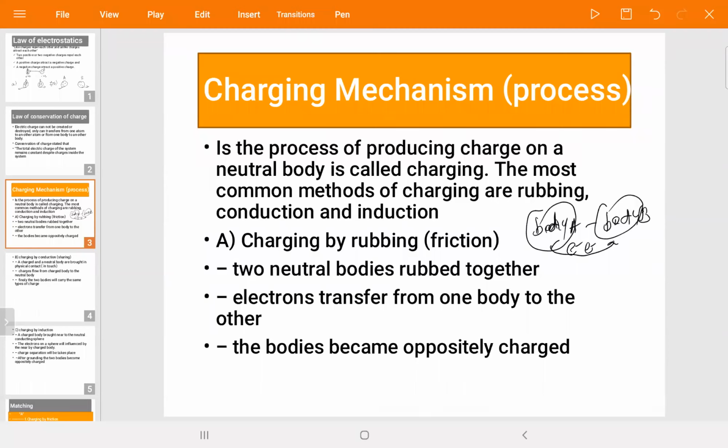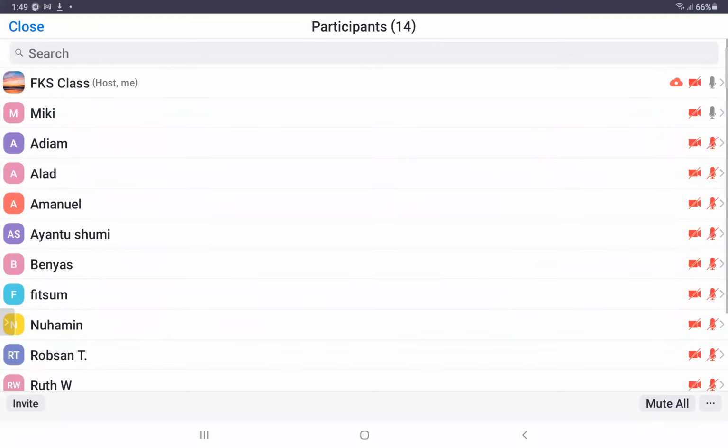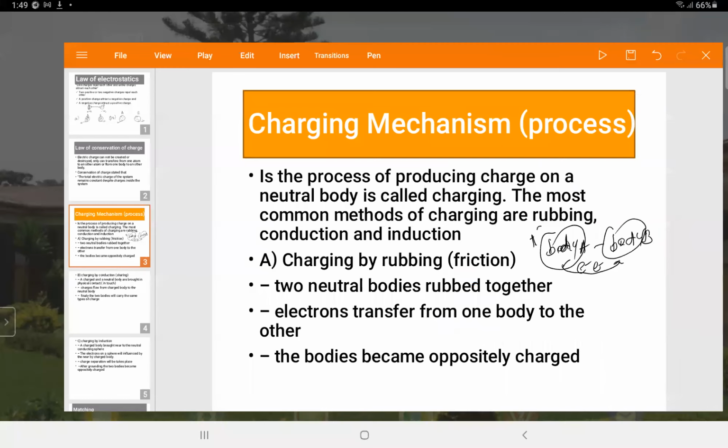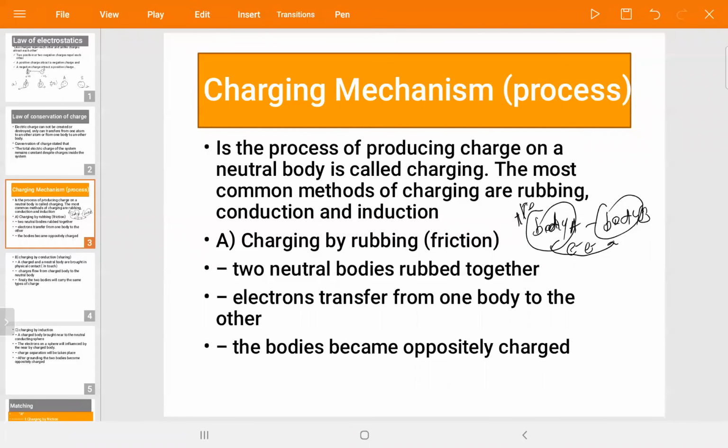Then due to the loss of electrons, or some amount of electrons having been transferred from A to B, body A becomes positive, and the one that accepted electrons becomes negative. So we have resulted with two different charges. Body A becomes positively charged, whereas body B becomes negatively charged.